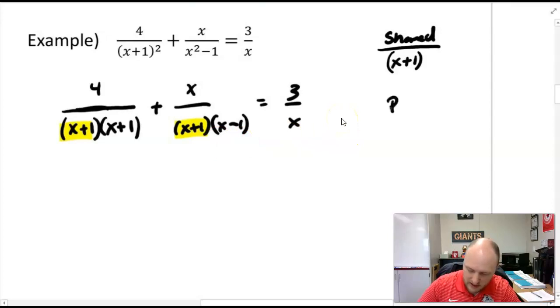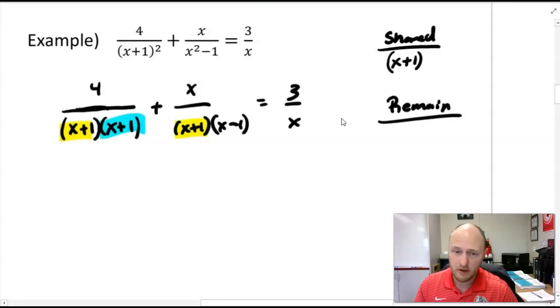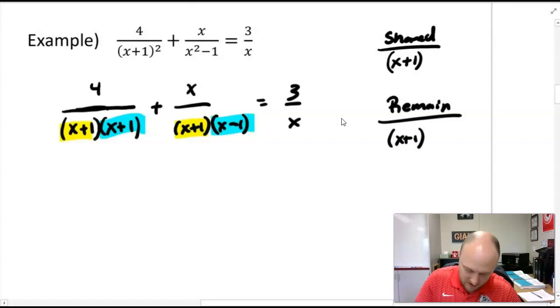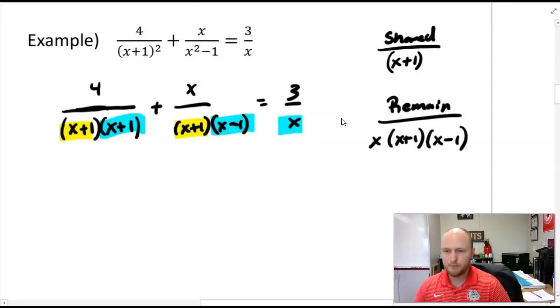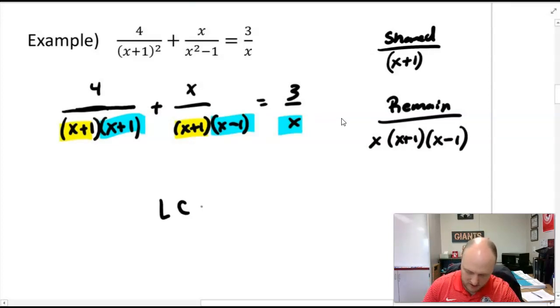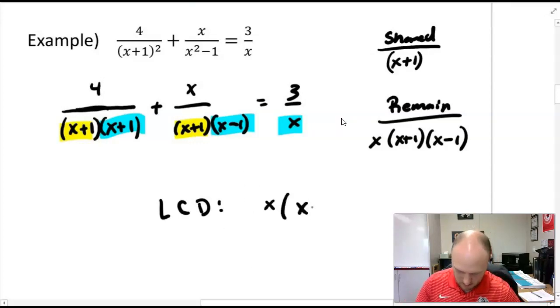Okay, and then what is remaining, or what is left over? I have another x plus 1. There's another in that term. So I have an x plus 1. Like I said, we have an x minus 1 and an x. So our lowest common denominator is x times x minus 1 times x plus 1 times x plus 1.